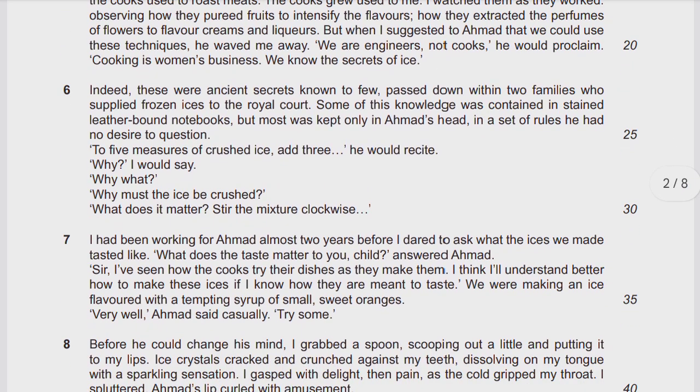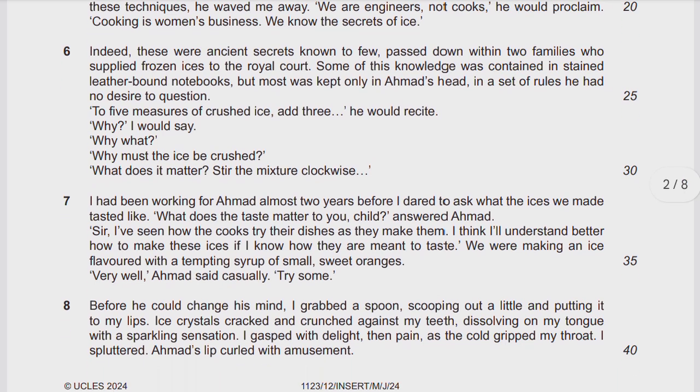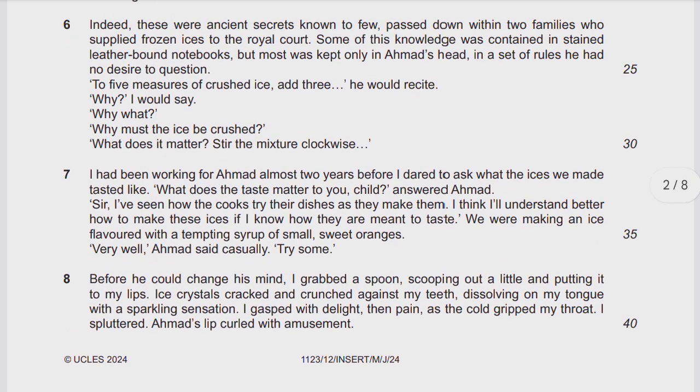Indeed, these were ancient secrets known to few, passed down within two families who supplied frozen ices to the royal court. Some of this knowledge was contained in stained leather bound notebooks, but most was kept only in Ahmed's head, in a set of rules he had no desire to question. "To 5 measures of crushed ice, add 3," he would recite. "Why?" I would say. "Why what?" "Why must the ice be crushed?" "What does it matter? Stir the mixture clockwise."